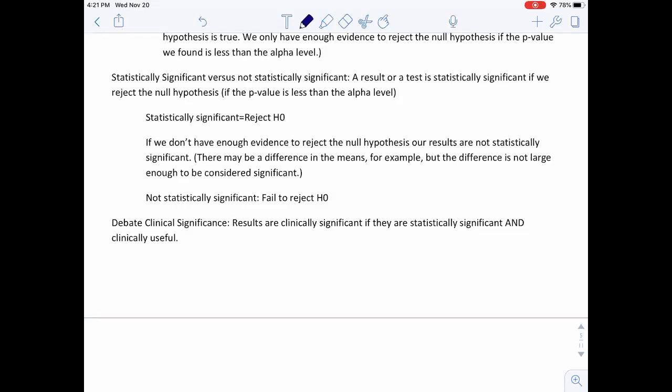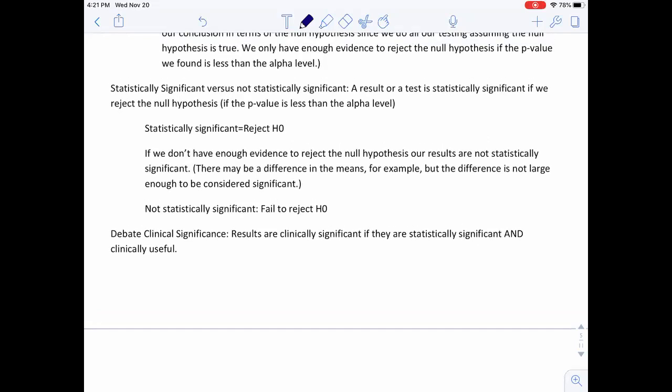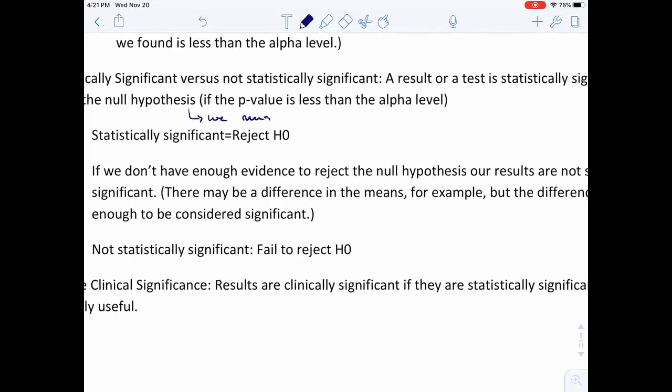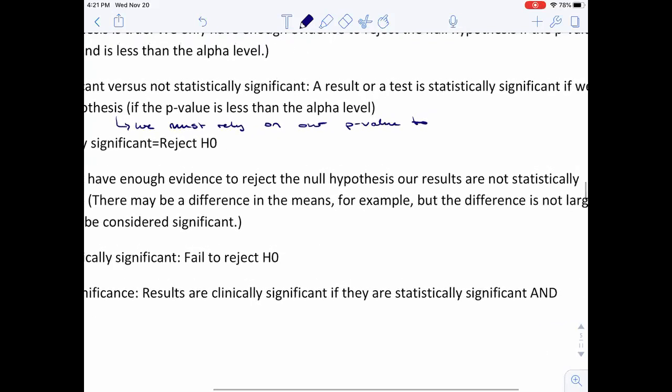And so we must rely on our p-value to determine if results are statistically significant.